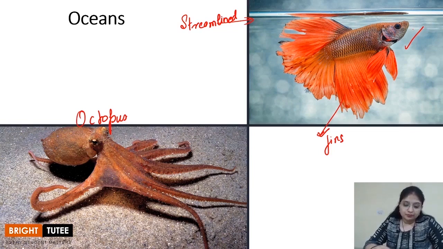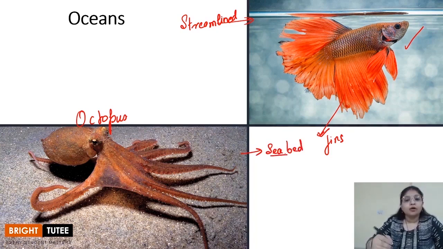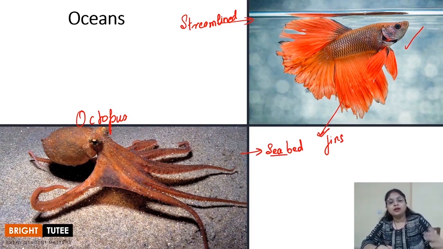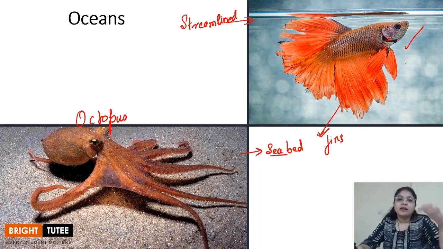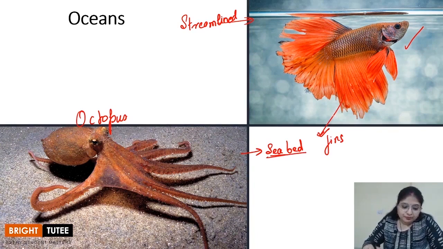Also, if we talk about the dwelling areas of these kinds of animals, the octopus and squid, usually these animals live near the seabed. Seabed is basically the bottom of the sea, right? So usually they live near the seabed and they are very deep inside, whereas fishes we usually see swimming on the surface. On the other hand, animals like octopus and squids are basically deep sea creatures, and you will find them near the seabeds.